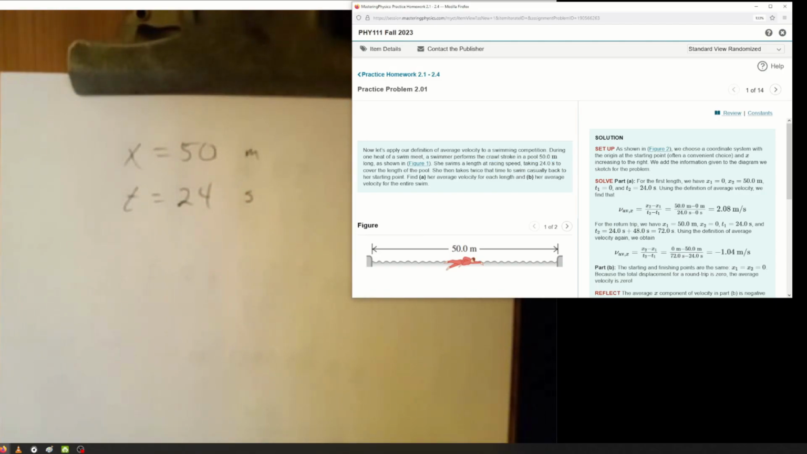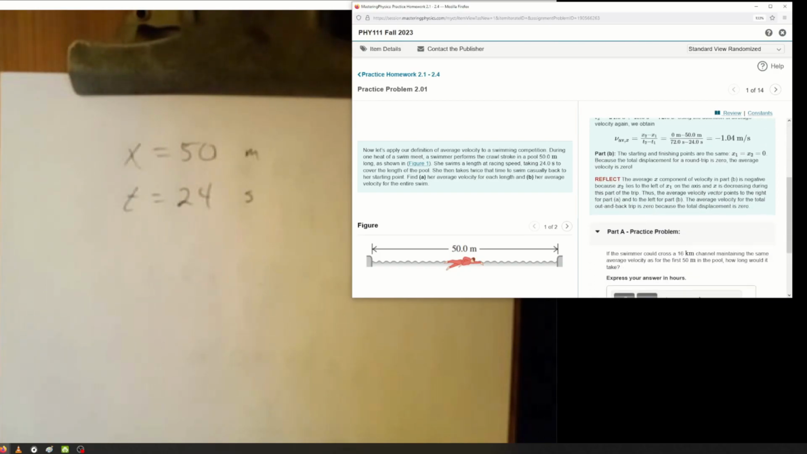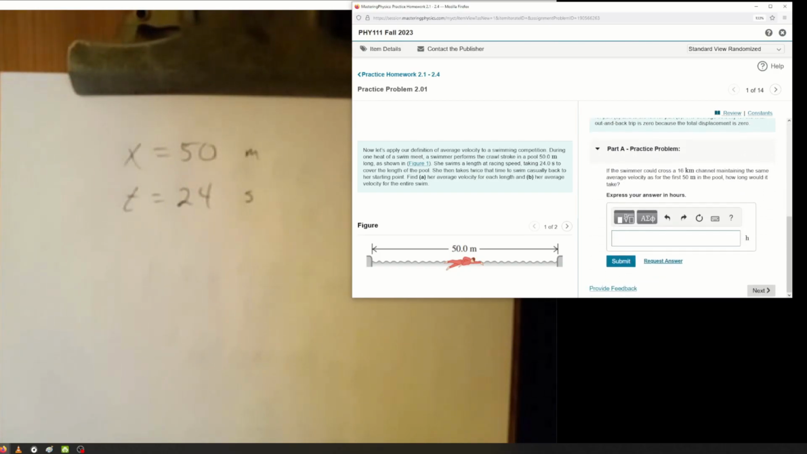And they give you a little solution here for some of these if you want to check that out. I'm just going to go right to the problem now. It says if our swimmer could cross a 16-kilometer channel, maintaining the same average velocity as the first 50 meters, so in the picture here, how long would that take?